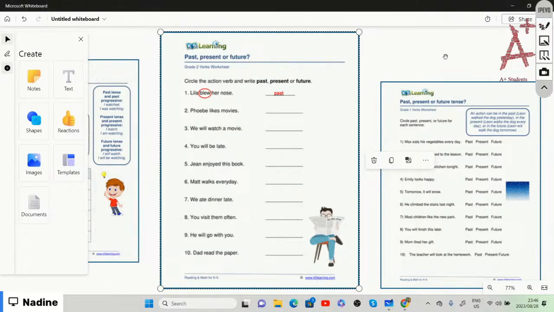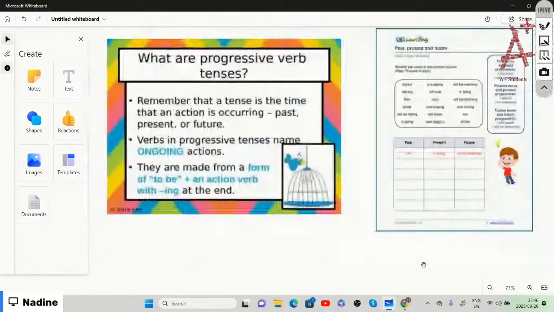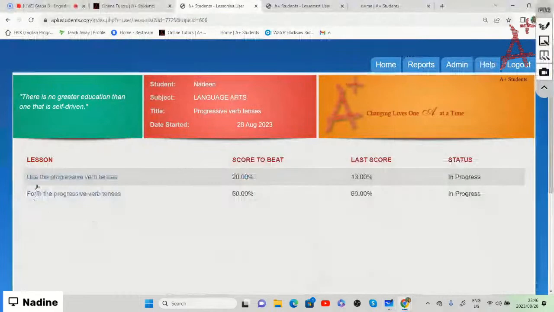And remember, we once again said that progressive verb tenses, right? Remember that the tense is the time that the action is occurring, whether it is in the past, in the present, or in the future, right? And then the verb ends in ing, with the helping verb that either shows present, past, or future.